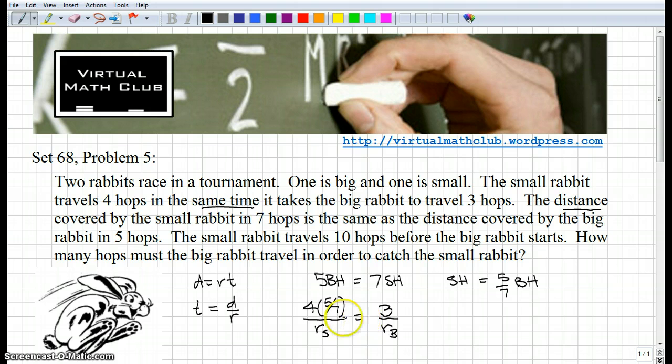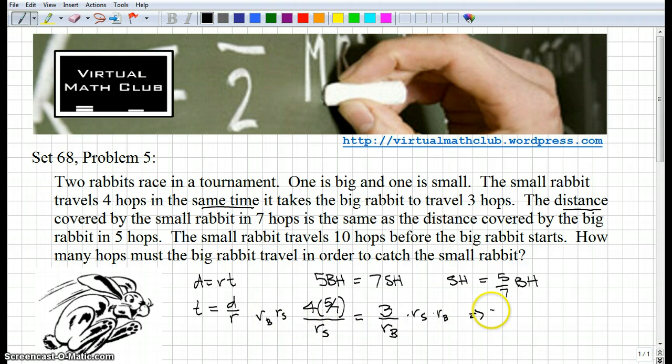Okay, so now we have time equals time. So this is the time it takes the small rabbit to go 4 hops. This is the time it takes the big rabbit to go 3 hops. And they're equal, because we were told that. So I'm going to figure out the proportion of the small rabbit's rate to the big rabbit's rate. Okay, so essentially what I'm going to do here is multiply both sides by RS, and I can also multiply everything by RB, so I get rid of that denominator essentially.